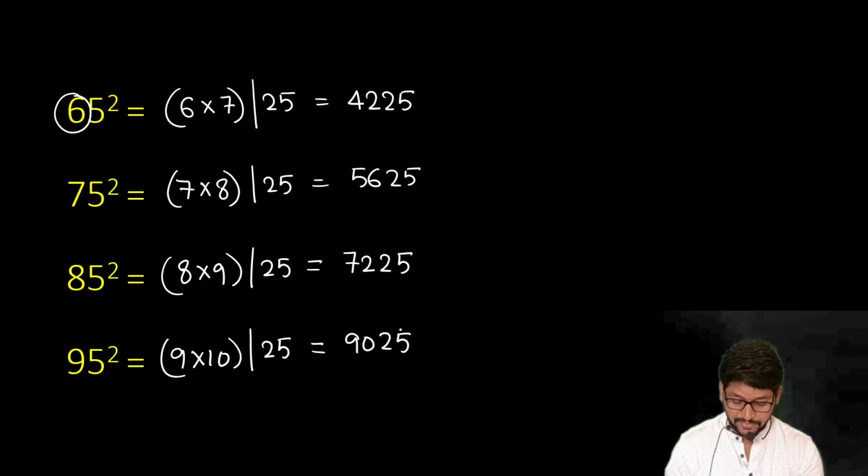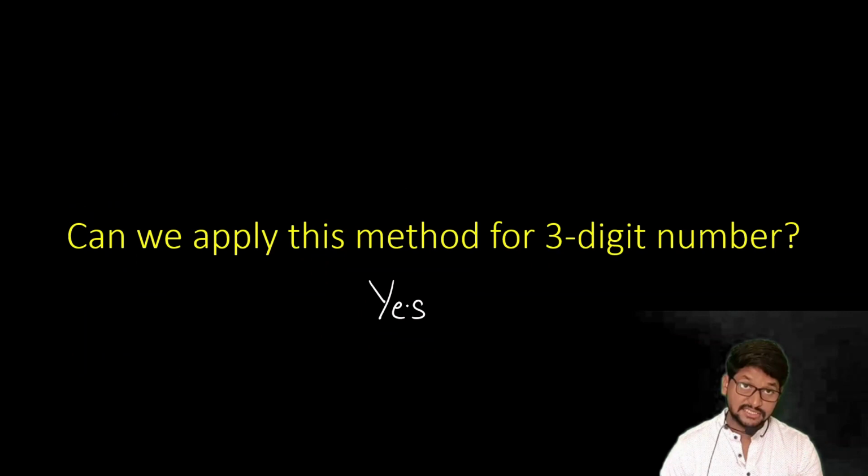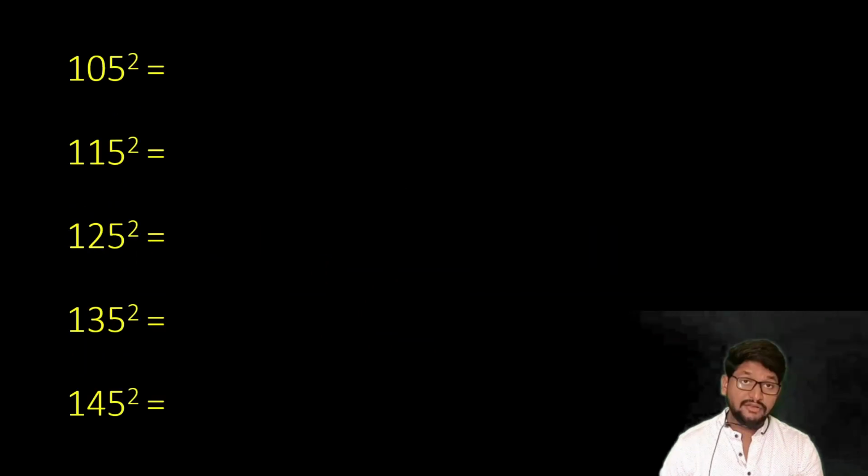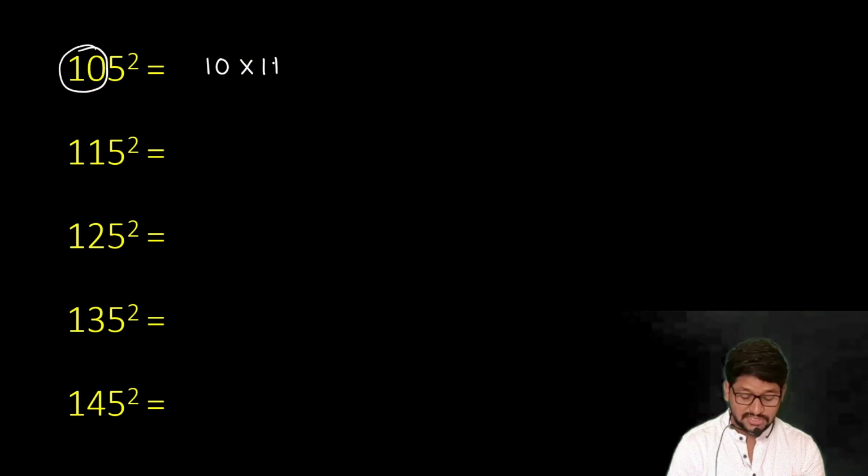So naturally a question arises, that is, can we apply this method for 3-digit numbers? Of course, yes, we can apply this method for 3-digit numbers. Let us see how. 105 square. In this number, which part of the number is there other than 5? That is 10. For 10, we will write the successor, that is 11, same as the previous method. So just multiply them and add 25 at the end. So 10 into 11 is 110, 11025.